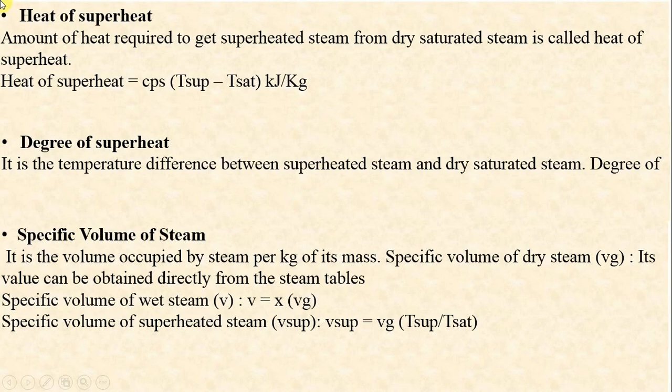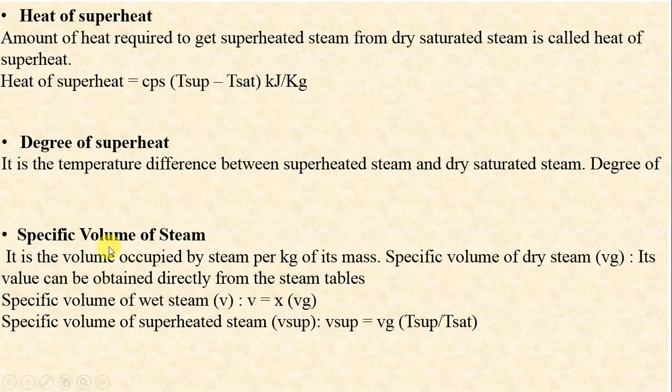So this Cps is equal to 2.1 kilojoule per kg Kelvin, that is the specific heat of the superheated steam. So what is the heat of superheat? The amount of heat required to get superheated steam from dry saturated steam, we call it the heat of superheat, which is equal to Cps into (T sup minus T sat), as in the previous formula. Degree of superheat is the temperature difference between the superheated steam and dry saturated steam.